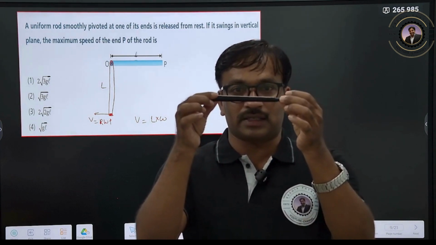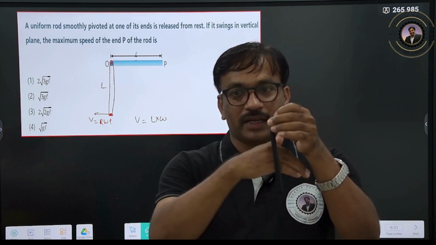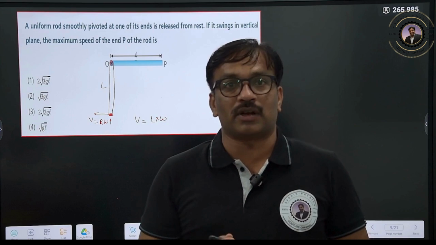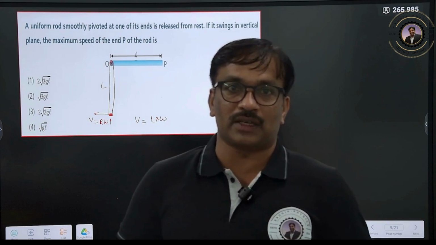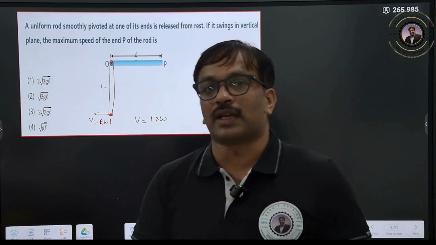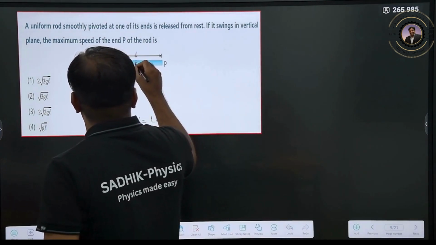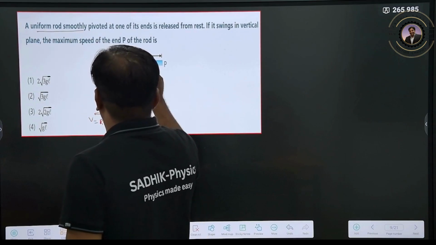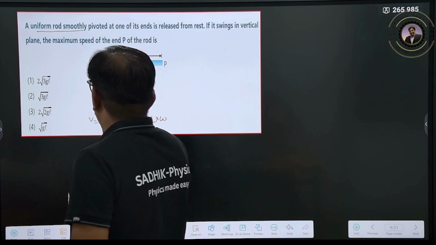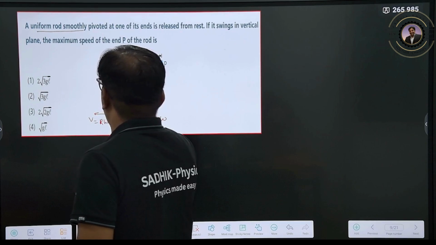Now when the rod is coming here, the height will decrease. Height decreasing means the potential energy is decreasing, and that decrease in potential energy is converted into rotational kinetic energy. So what is the decrease in potential energy? This is a uniform rod, so the mass is concentrated at this point. It will come down here, so the height loss is L by 2.